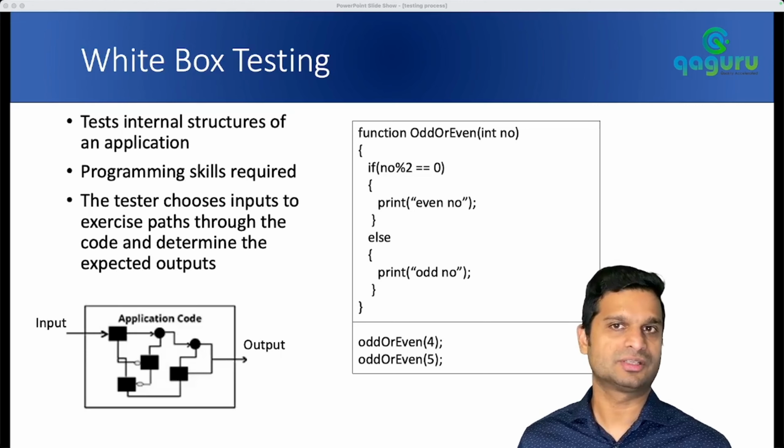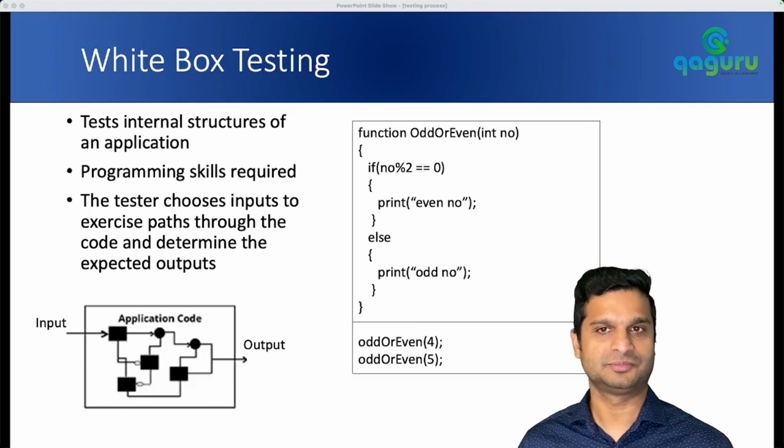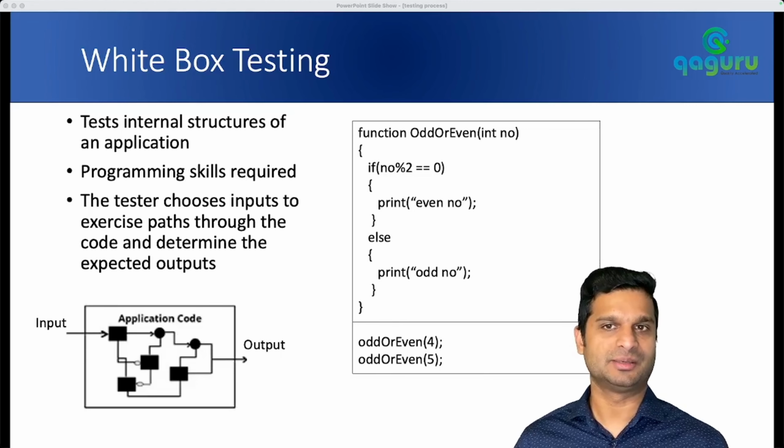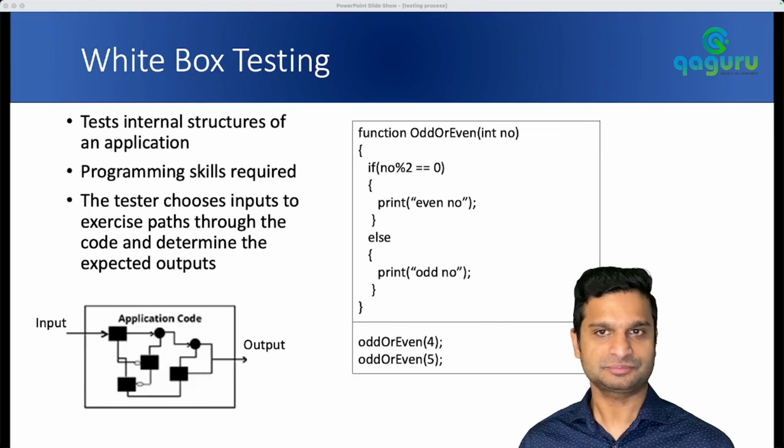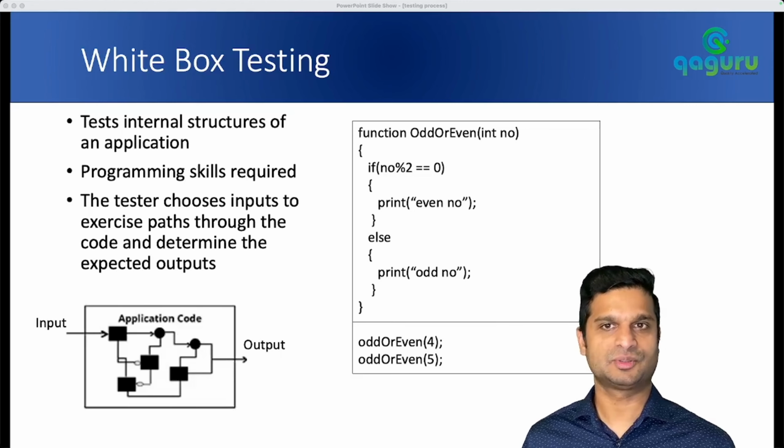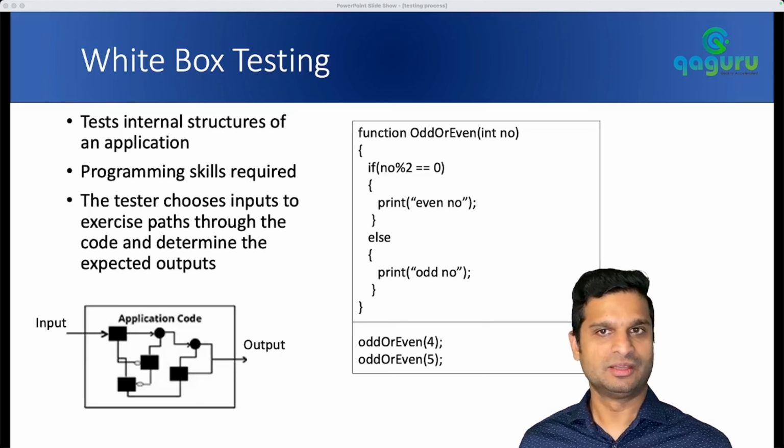So look at this function, odd or even. Okay, it's just checking whether a number is odd or even. Now, for testing this, we need to invoke this function. So let's invoke it with one input. Maybe let's invoke it with 4. So what happens? 4 will be passed into the function.